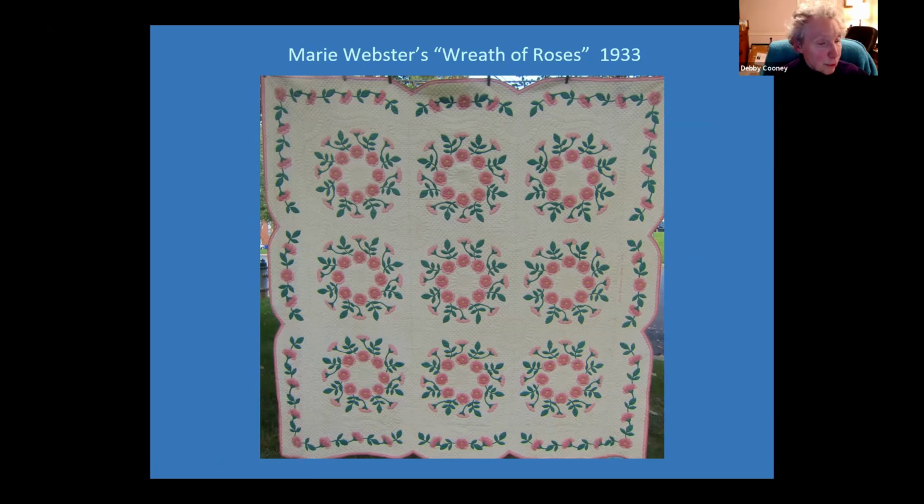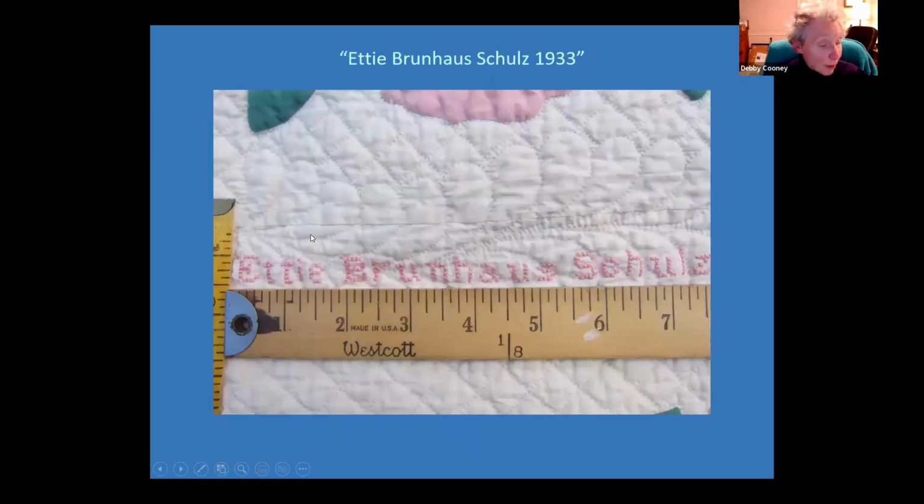Her name was Ettie Brunhaus Schultz, and she should have turned up really easily in the census, but she didn't. Only way I found her was when Arlington National Cemetery records were added to Find a Grave. And I found that she was married to an Army general, and they had been living in Oak Park in 1833.